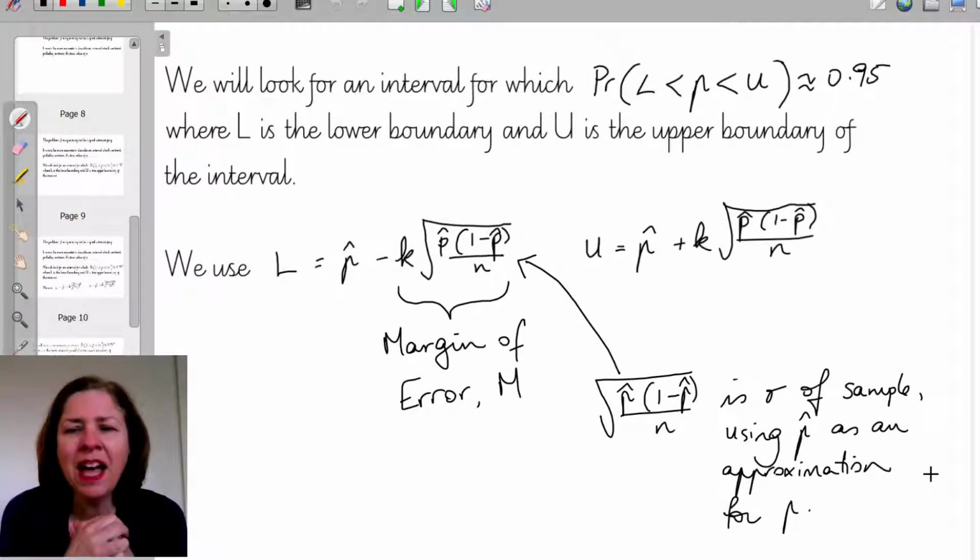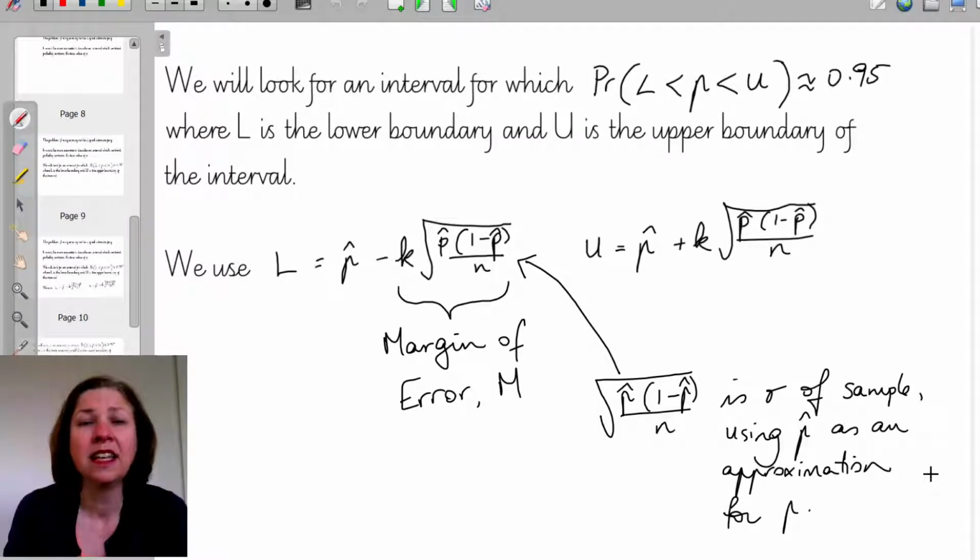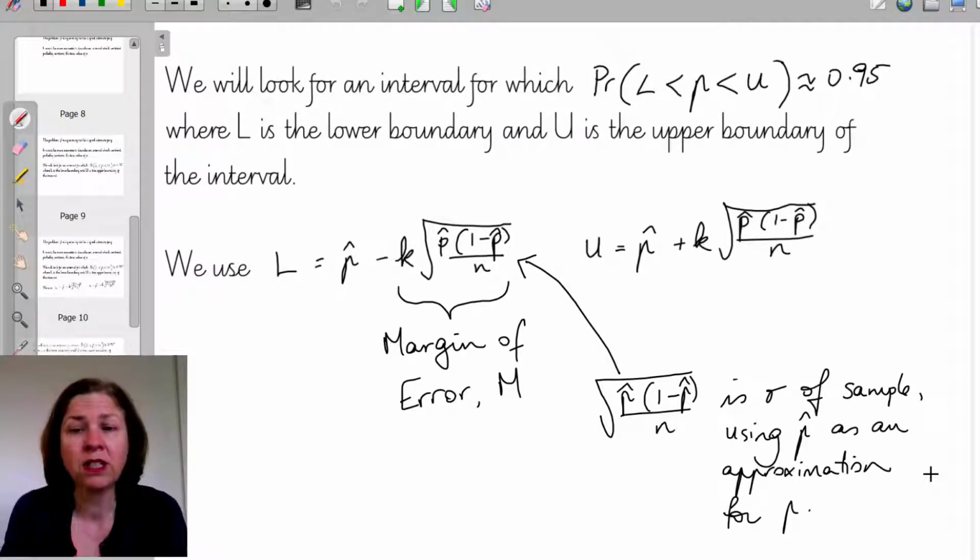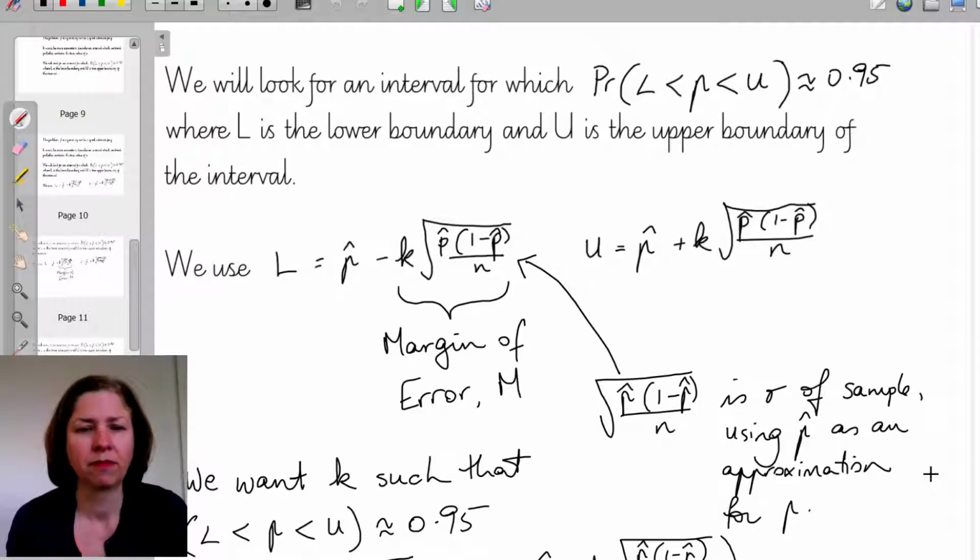Now, that part there, when I said it should look familiar, that's because it is a standard deviation formula for your sample. But instead of using p, which we've used previously, now we're accepting that we don't know p. All that we know is p hat, so let's use that as an estimate. So we put p hat into that formula as an approximation for p.